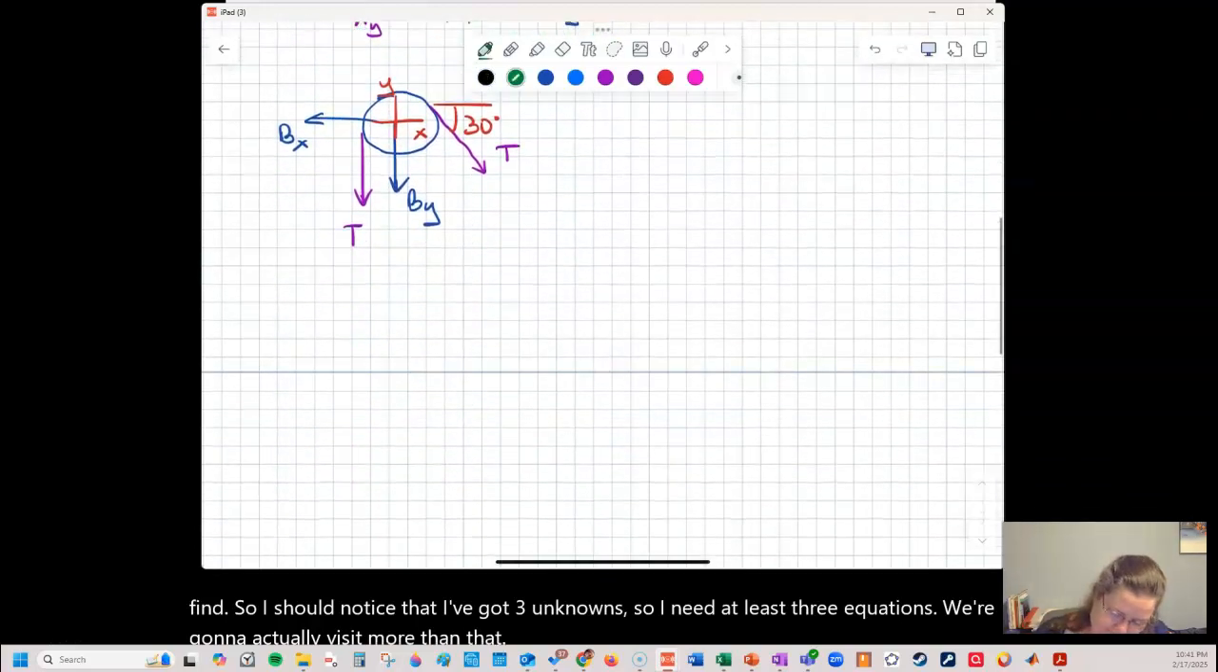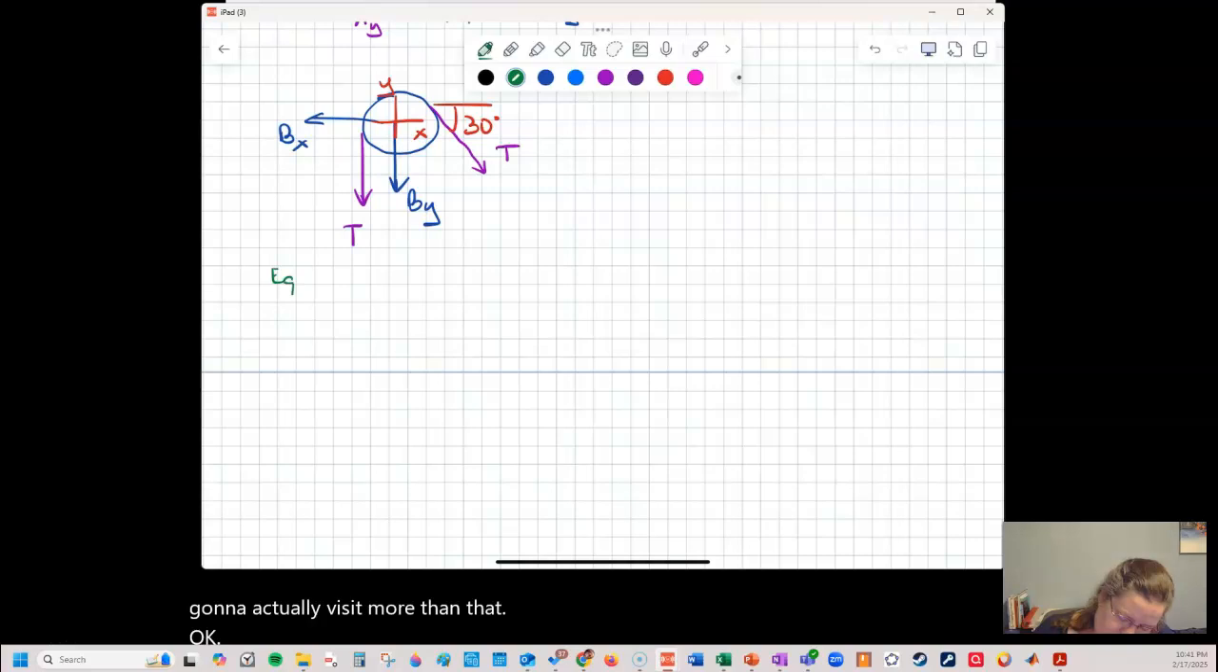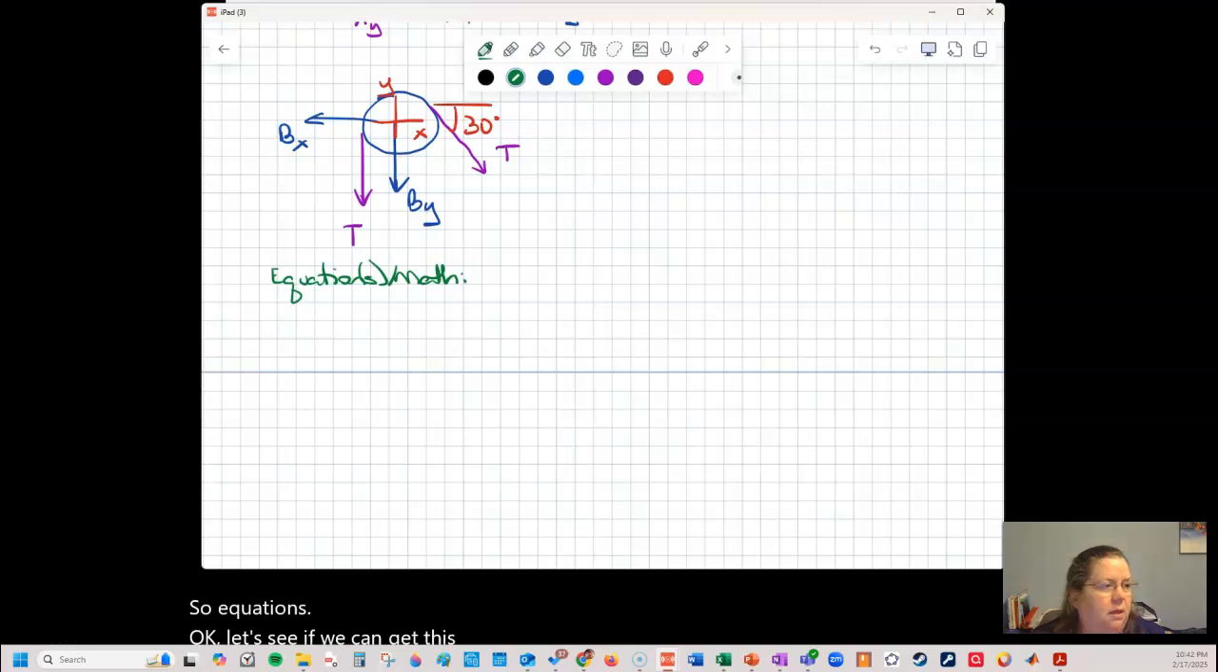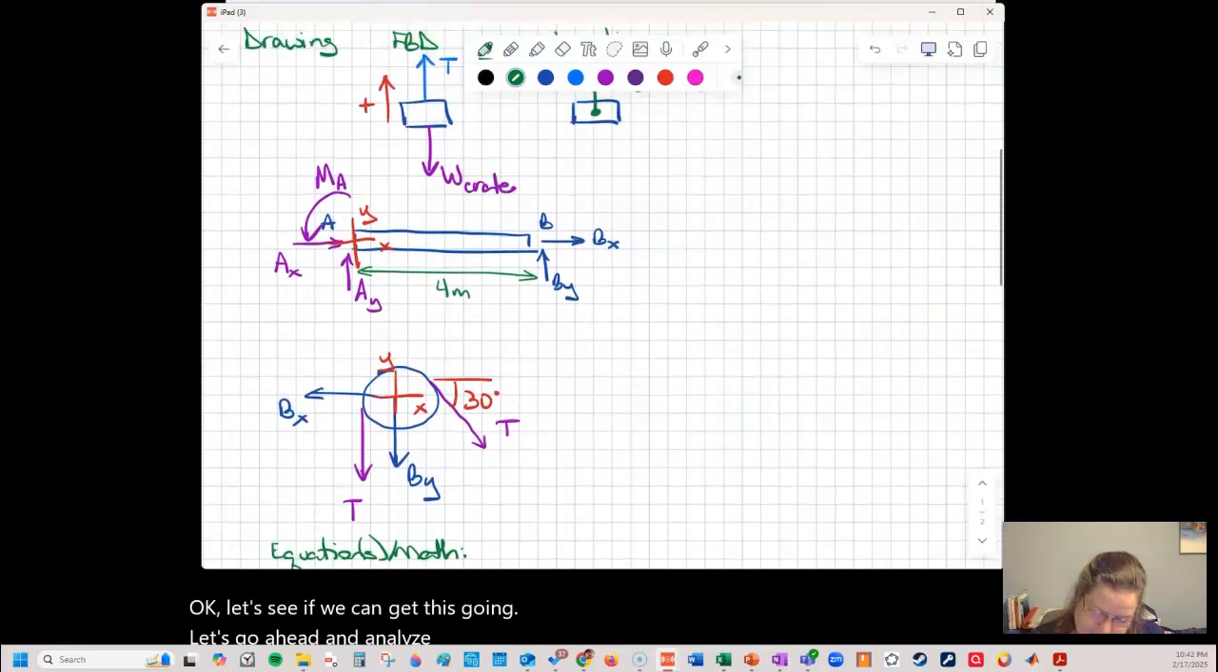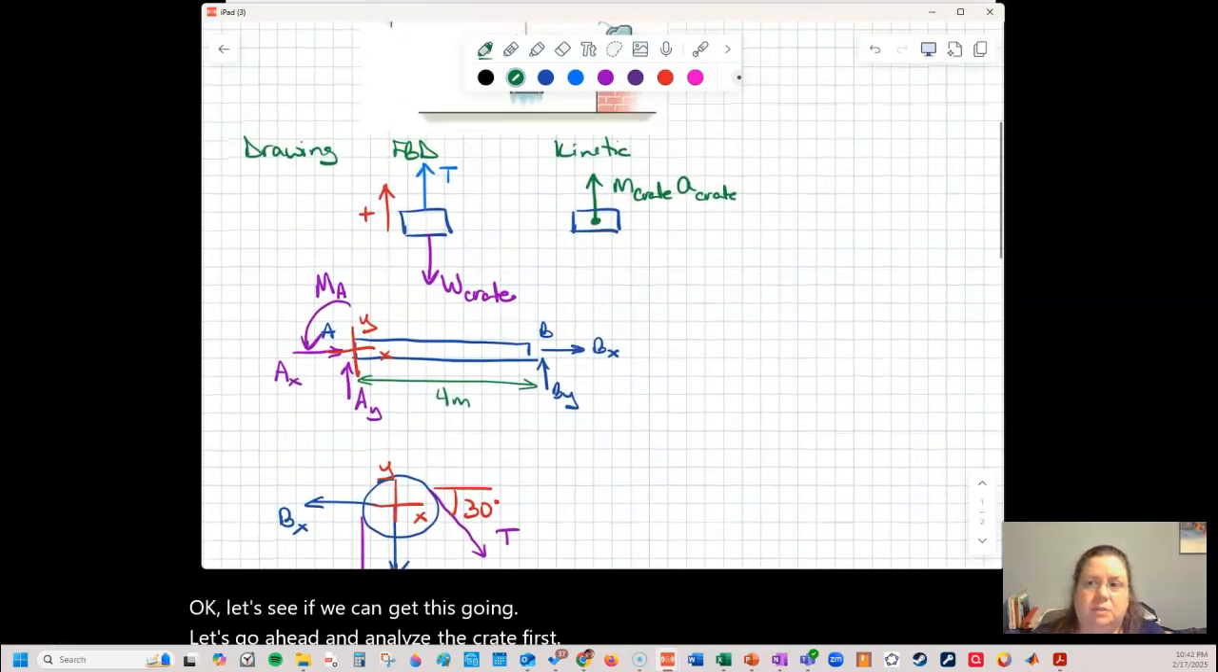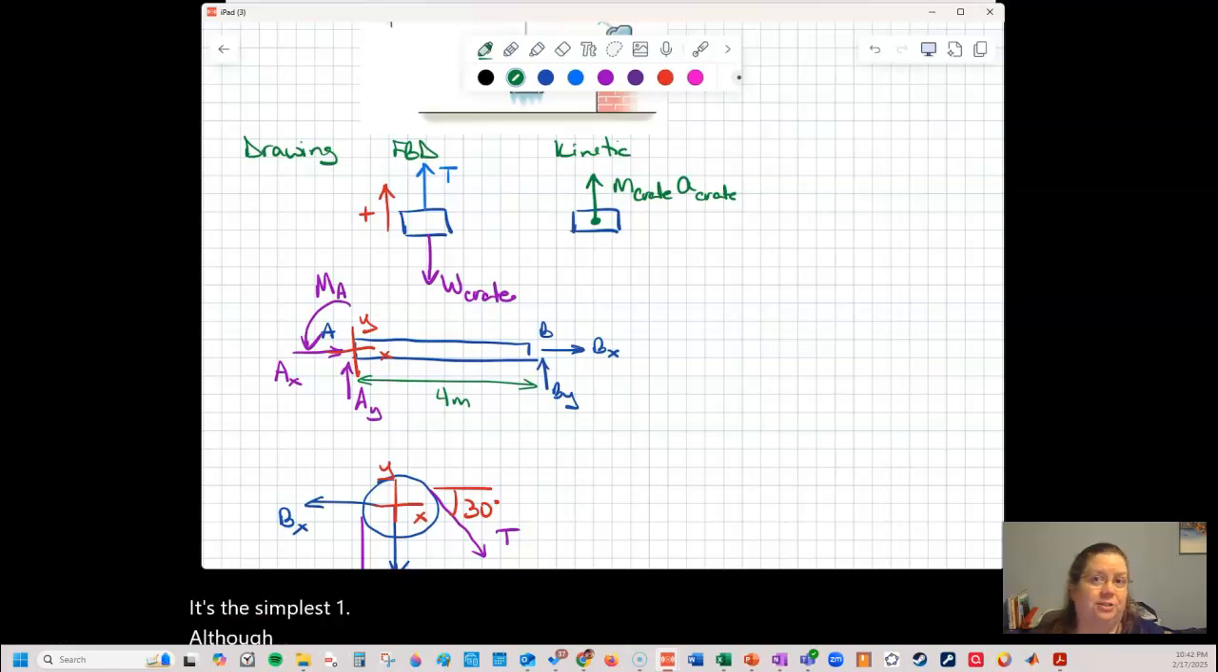Okay, so equations. Okay, let's see if we can get this going. Let's go ahead and analyze the crate first. It's the simplest one. Although it's got a complication, so it might not be the simplest one if you don't pick it up.